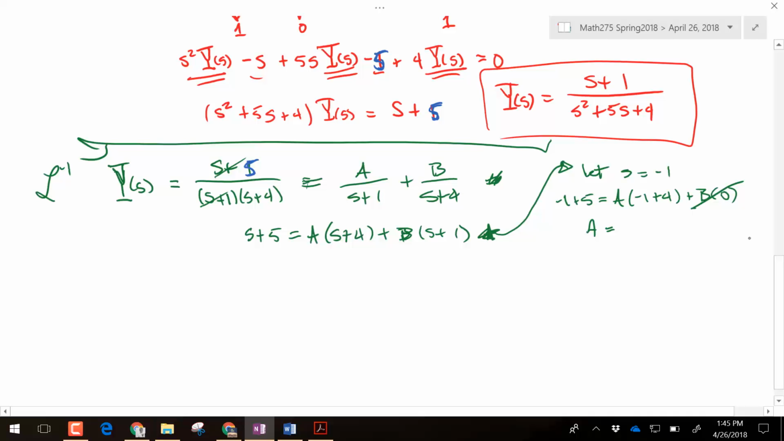Sometimes if you have multiplicities, then this won't work so well. It could still work for you to be able to find one or two letters, but not all of them. All right, so what is A equal to here? 4/3? Is that what you got?